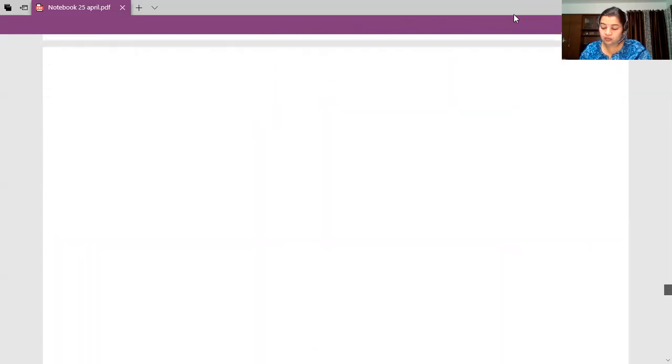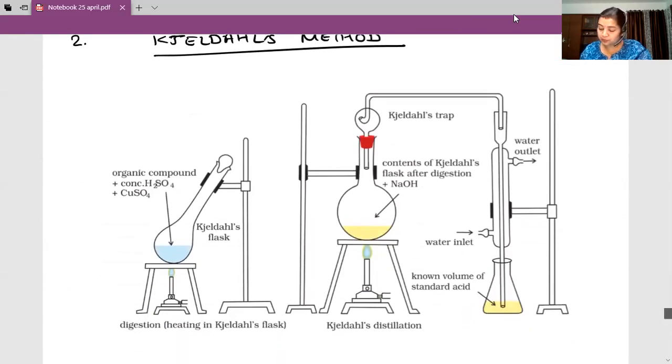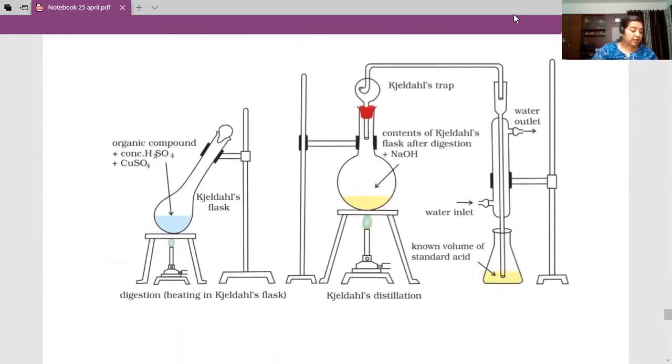Let us move to the second one, which is also very important, Kjeldahl's method. In Kjeldahl's method, what we primarily do is convert the nitrogen in our organic compound into ammonia. That is our first and foremost step. So what we do is heat. This is apparatus number 1, setup number 1. These are two different setups: first the digestion, and then Kjeldahl distillation is second.